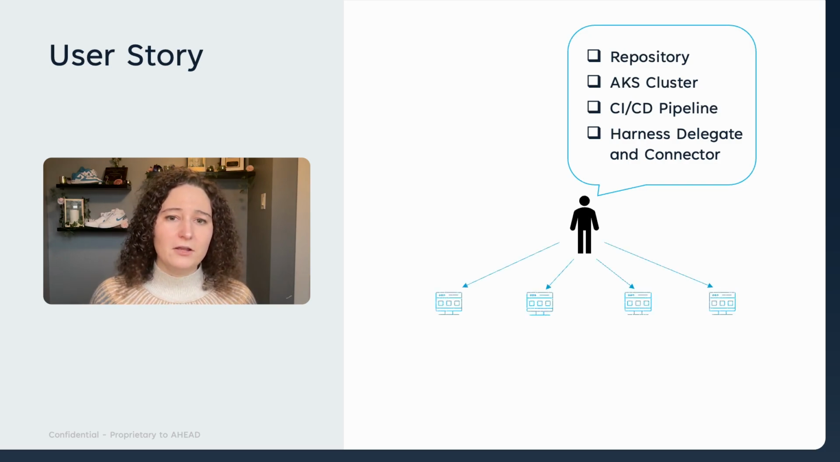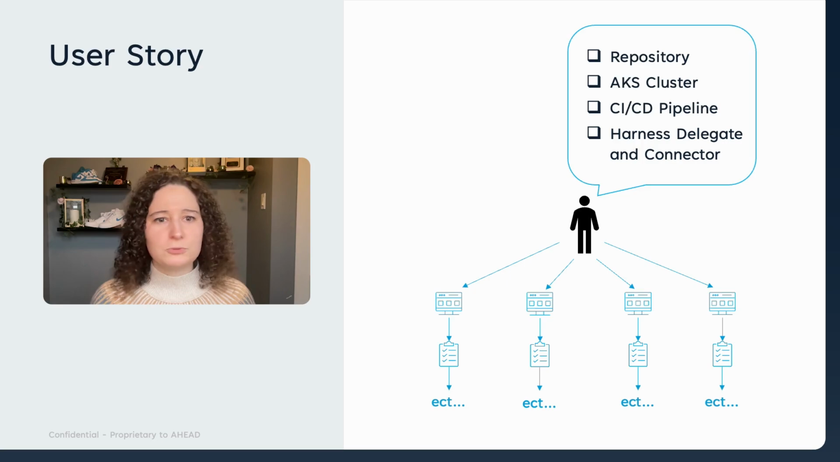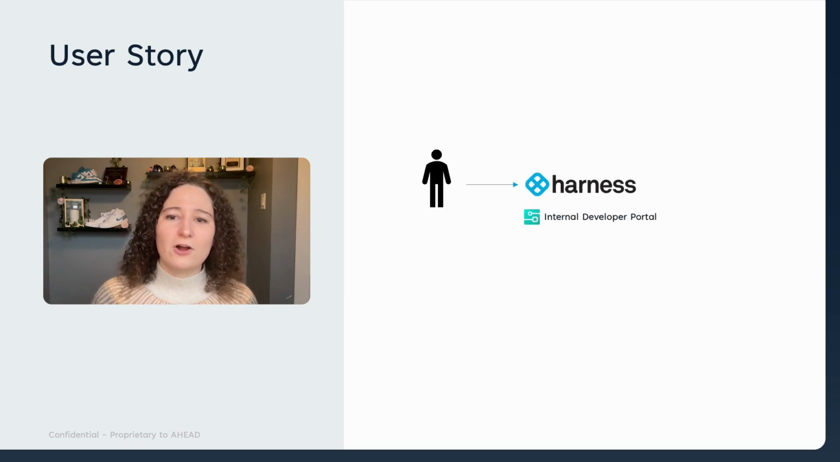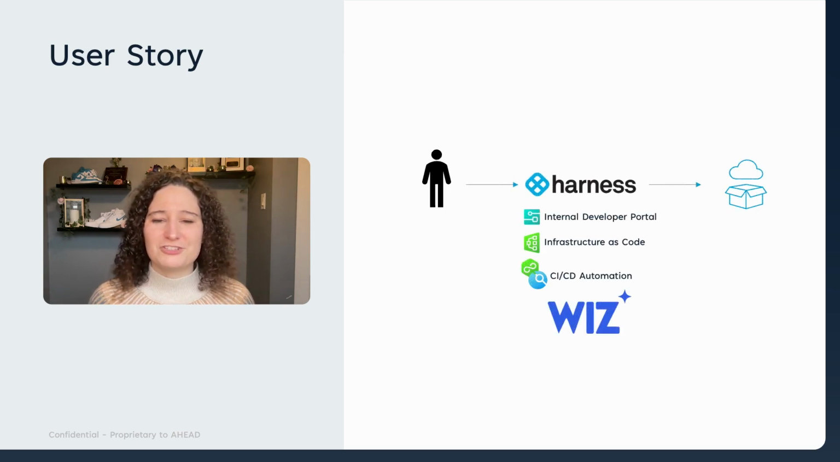In a traditional environment, provisioning these resources could require multiple ticketing requests and approval steps, leading to delays of days or even weeks. The process is often manual, inconsistent, and prone to security risks, as human errors in configuration can introduce vulnerabilities that go unnoticed until later stages. This demo showcases a streamlined approach, leveraging Harness's internal developer platform, infrastructure as code, CI/CD automation, and security scanning with Wiz to eliminate these inefficiencies and empower developers to self-serve secure, production-ready environments in minutes. Now let's dive into the demo and see it in action.